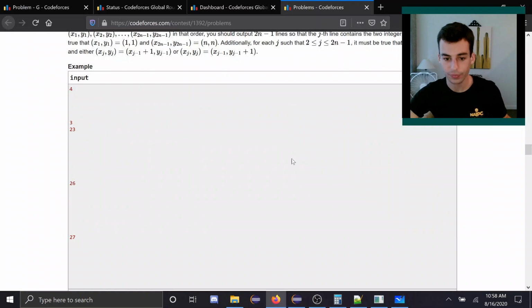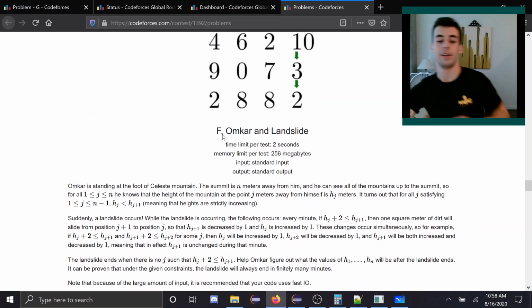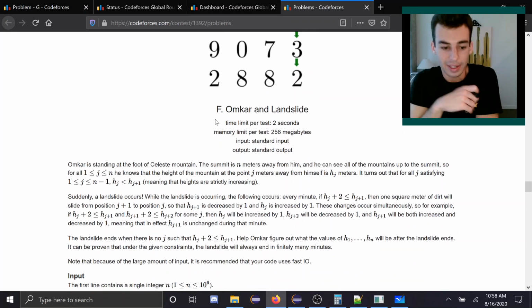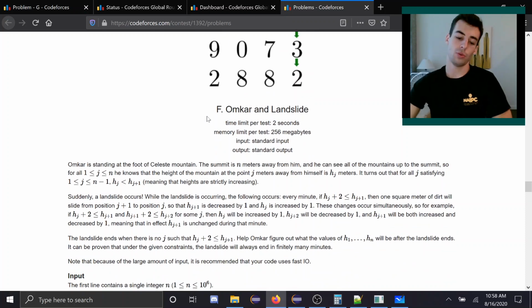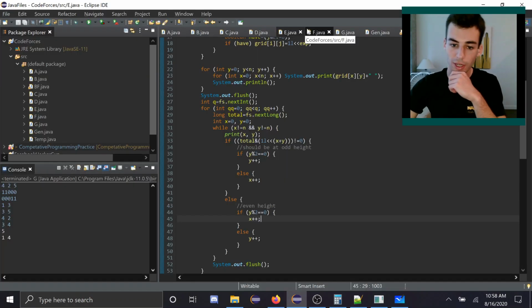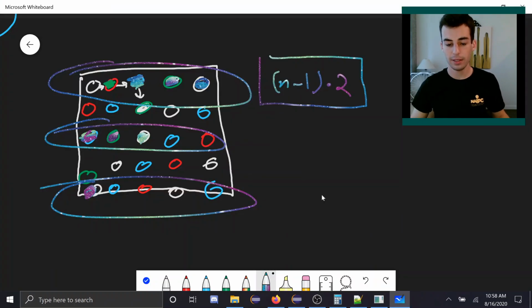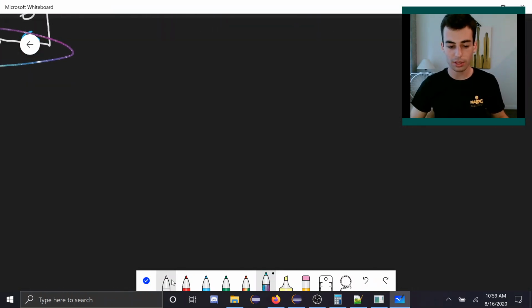All right, that's problem E. Problem F, Keep Her Moving, Akmar and Landslide. Yeah, okay, this one was a cool problem as well. So let's talk about it. The idea behind this one is let's just make a bunch of simplifications and see where it leads us.